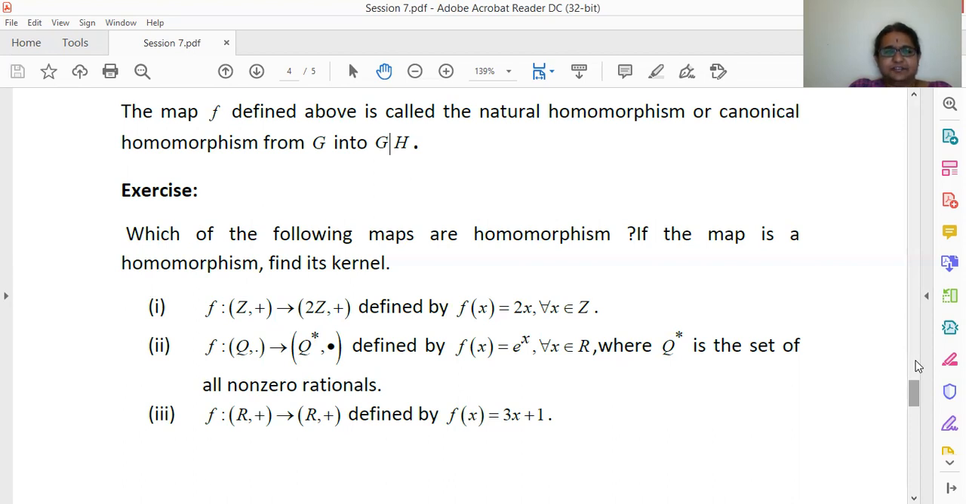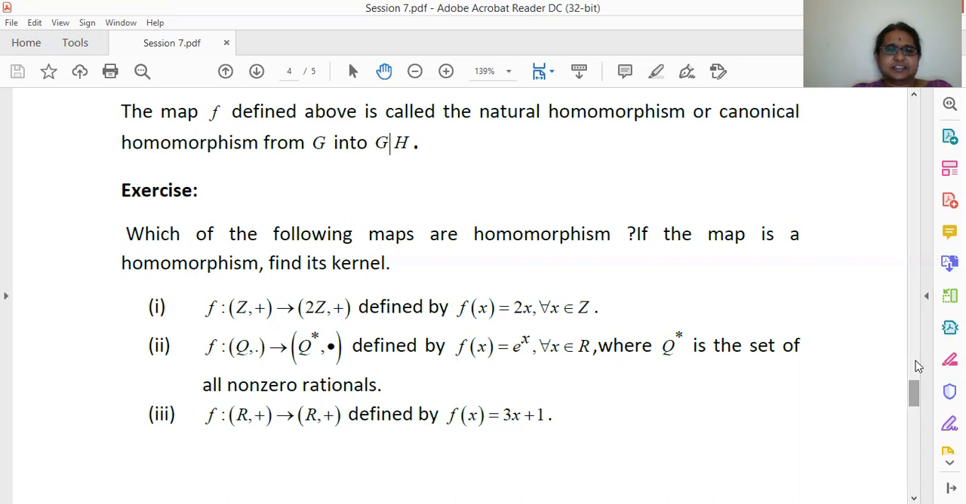So in this session, we have defined what is meant by the kernel of a homomorphism. We have taken up some examples and some problems, and we have proved some theorems, that is, results on the kernel of a homomorphism. And finally, we have given three exercise problems. In these problems, mainly we have to check first whether f is a homomorphism, depending on what the binary operation is in the domain and codomain sets, and then we have to find the kernel by applying the definition of the kernel of a homomorphism.